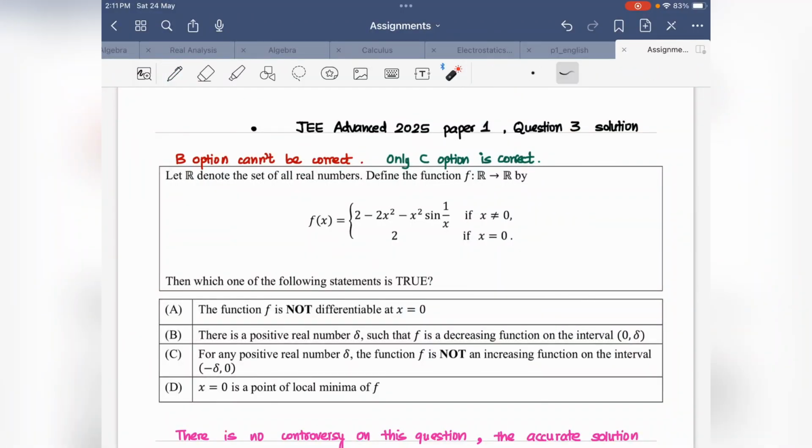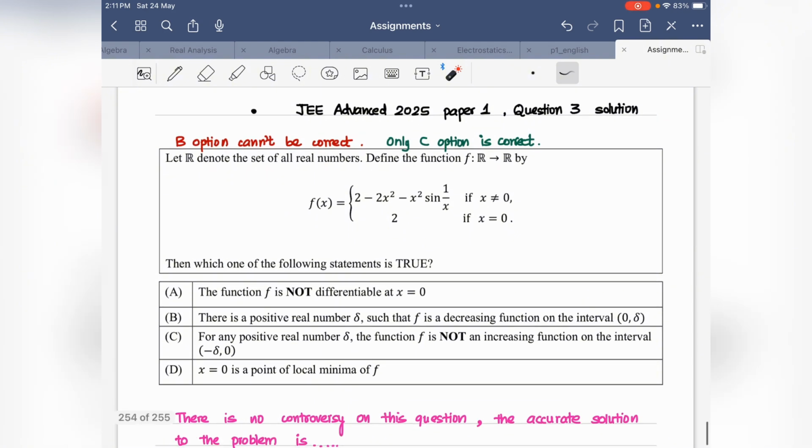We are going to discuss the JEE Advanced 2025 Paper 1 Question 3 solution. Some faculties are saying that this is a controversial question, but according to me this question is not controversial. It has an accurate answer, which is option C. Option B cannot be the correct option. So according to me there is no controversy, and we are going to see the accurate solution.